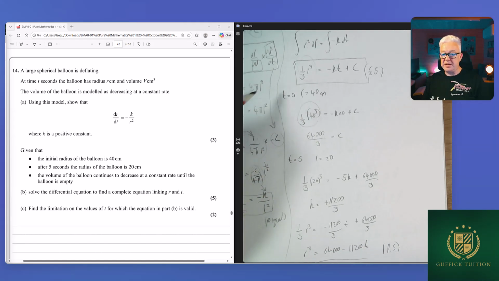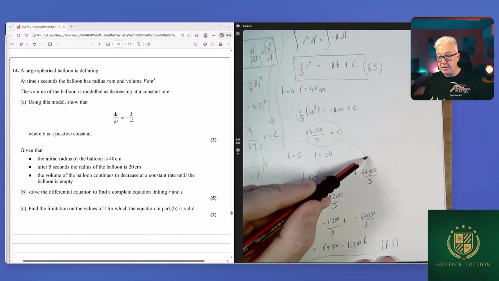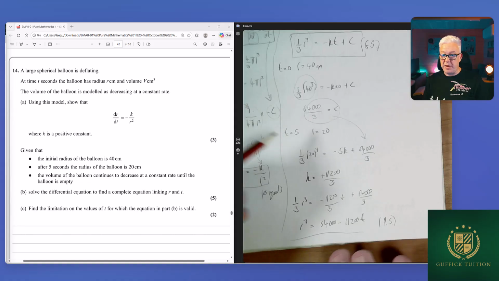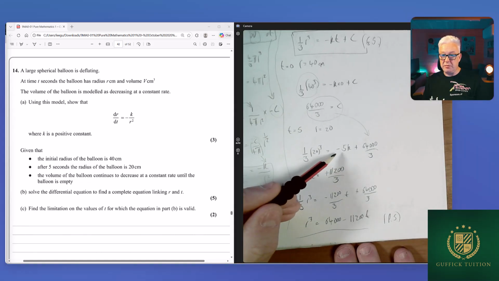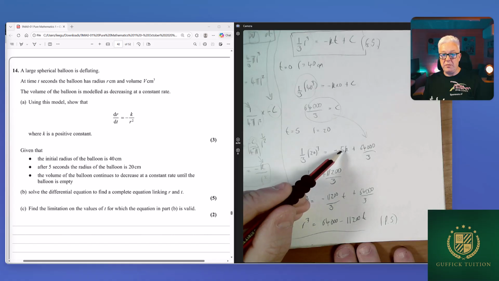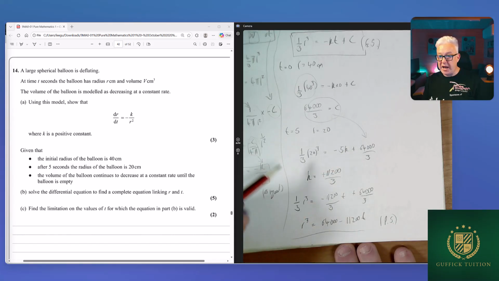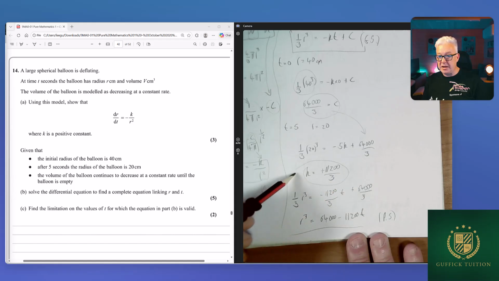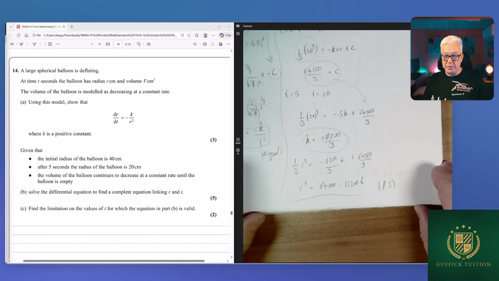The second piece of information is that 5 seconds later, the radius is at 20. Remember, we now know what c is, so we can sub in this second boundary condition. So 1/3 times 20 cubed is equal to minus 5, because t is 5, k. The only unknown in this equation is k, and that gives us that k is equal to 11,200. So now we've got our complete model.